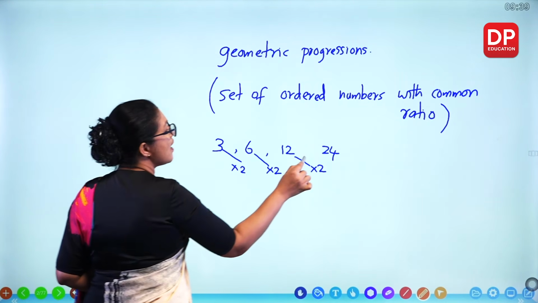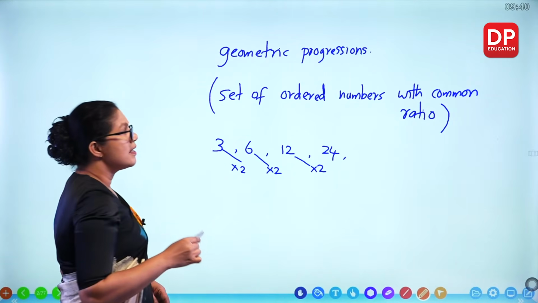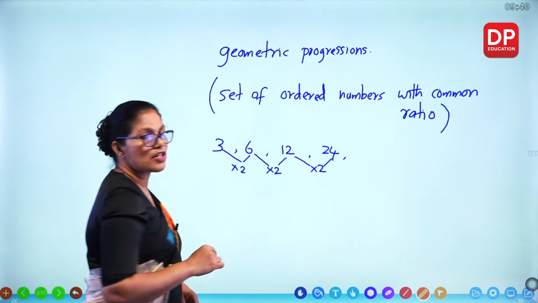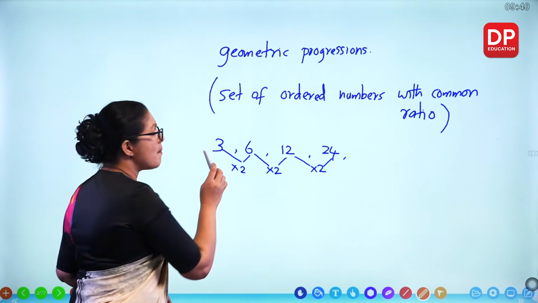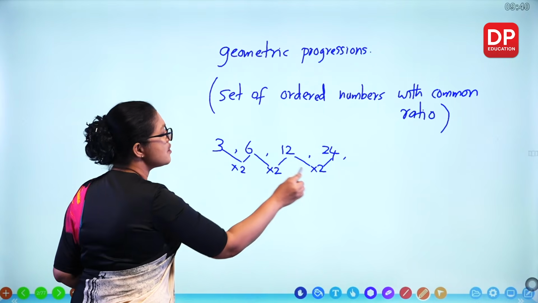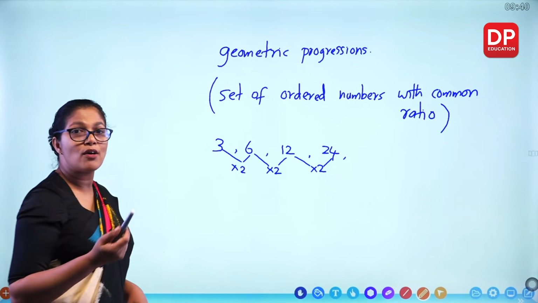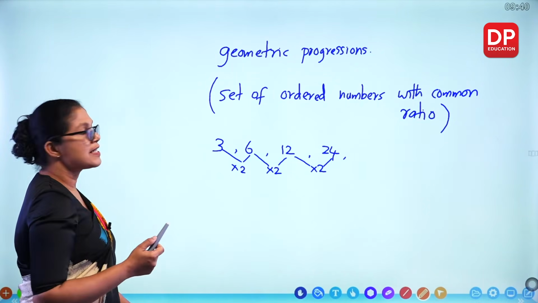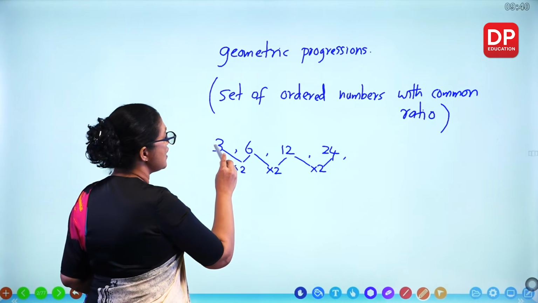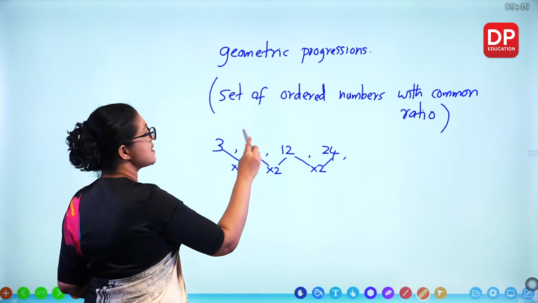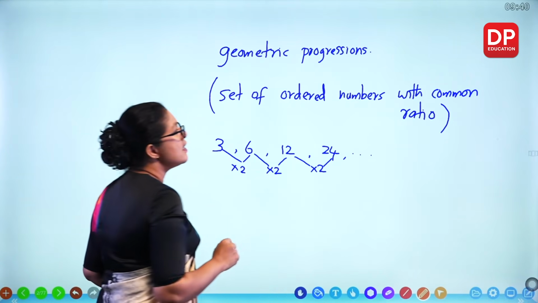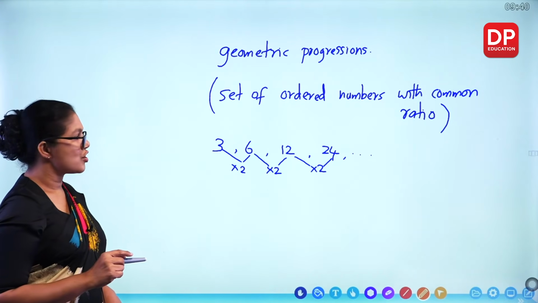So these are called a geometric progression because you multiplied any term by a constant ratio. Here, what's the constant ratio? Multiplied by 2 to get the next term. So here 3 multiplied by 2, you get 6. 6 multiplied by 2, you get 12. So this is called a geometric progression.